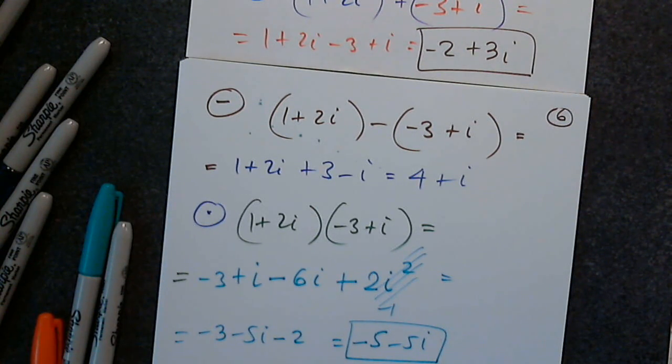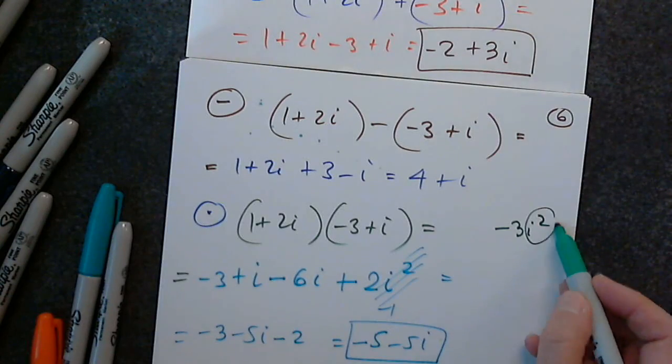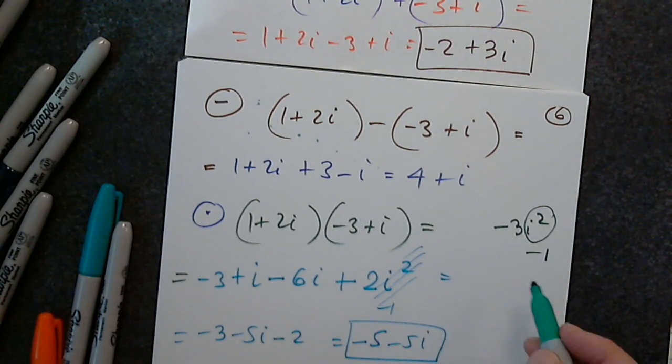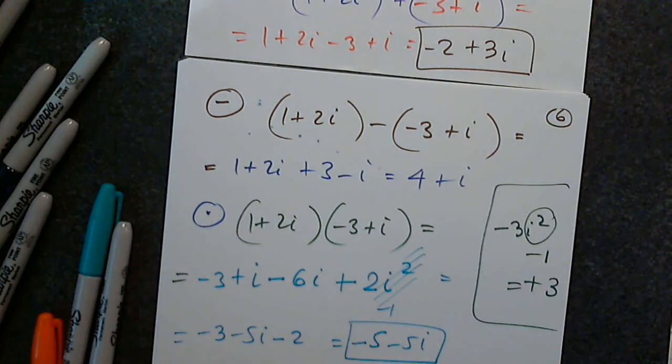If it was 3i squared, would it still be negative 3? If it's 3i squared, 3 times negative 1 would be negative 3. Oh. Only i squared. So if you're talking about an example with negative 3i squared, yes, this will become negative 1. Negative 3 times negative 1 will be positive 3. Okay. Yes. Very good.